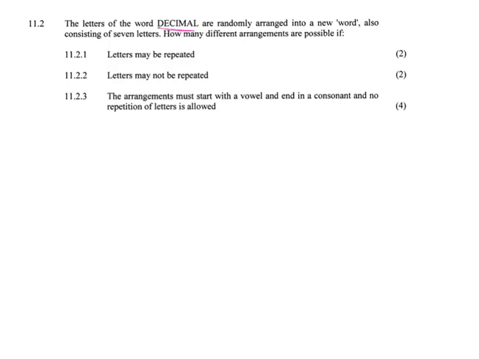The word DECIMAL is randomly arranged to make a new word, also consisting of 7 letters. How many letters do I have? DECIMAL, so 7 letters, and none of them are repeating. Good. Then I have to make another 7-letter word where repetitions are allowed.